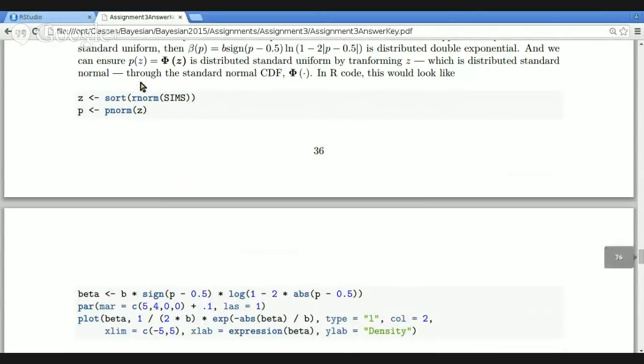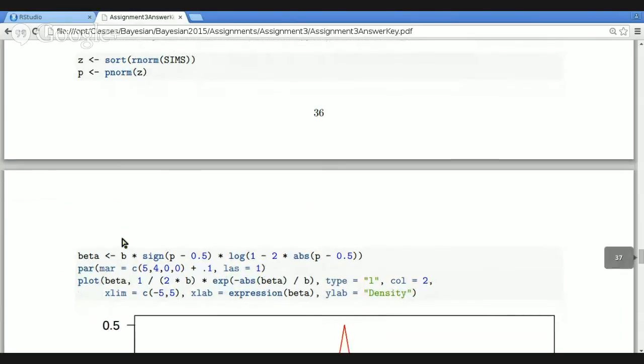So in our code, we have a standard normal random variable z. We take the z and we put it into the standard normal CDF to get p, and this implies that p is going to be distributed standard uniform. Anytime you have a variable that's distributed according to one distribution and you put it into its own CDF, the resulting values are going to be distributed standard uniform.